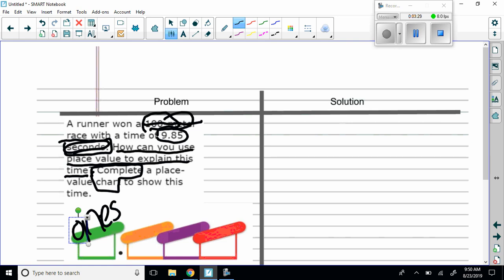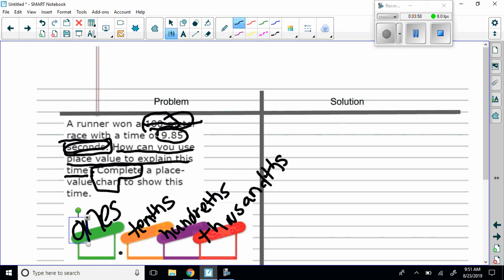One place to the right of the decimal is the tenths. Two places from the decimal on the right is hundredths. And the third place to the right of the decimal is thousandths. And I forgot to put my D there. Anyway, so that is my label of my place value chart.